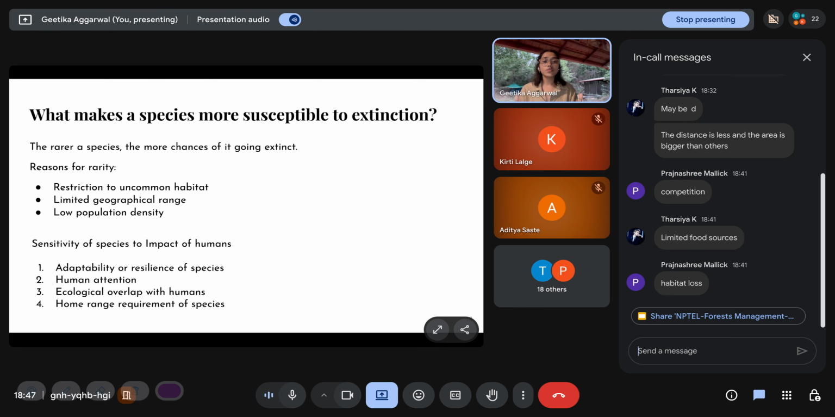If the species needs a lot more home range than is available to it, it'll be more sensitive to changes, because as we know, humans have been cutting down the forest into smaller and smaller chunks. So if the species does not have a proper home range, it will not be able to sustain itself.